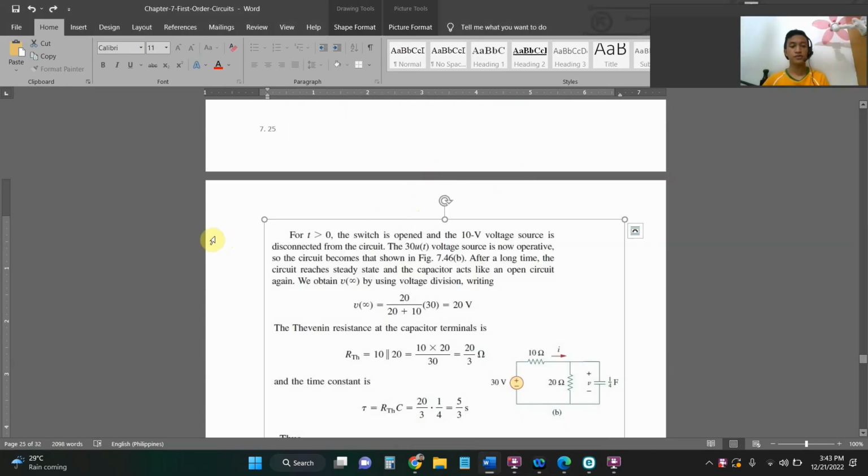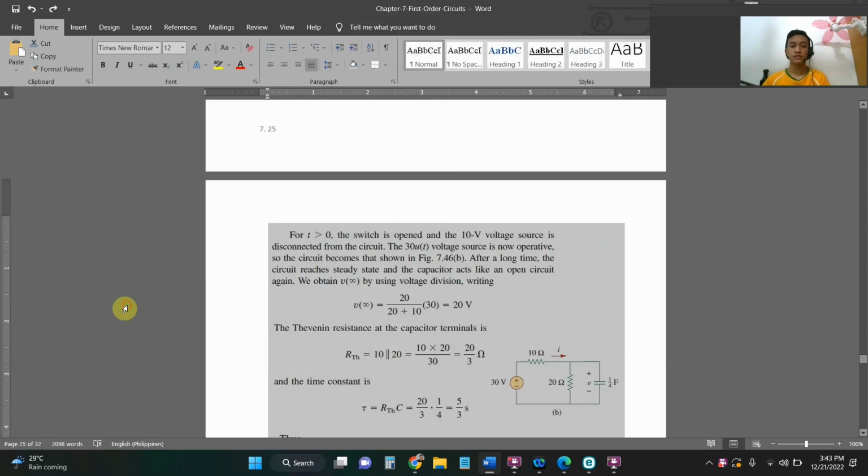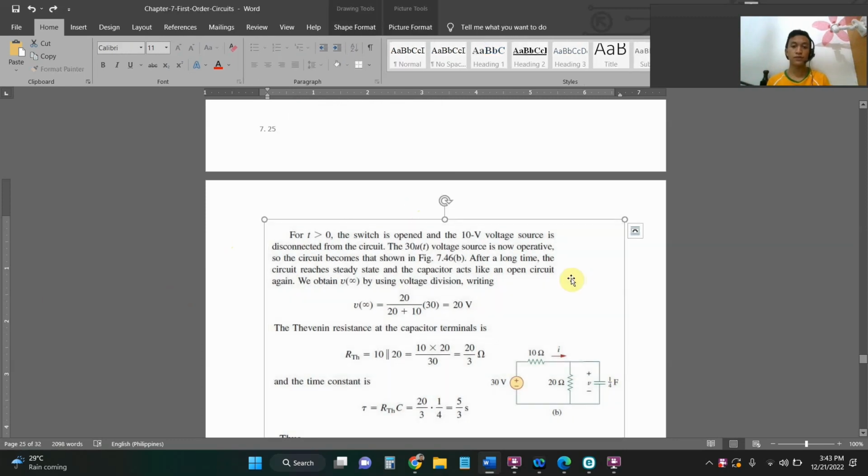So for t greater than 0, the switch is open, and the 10 volts is now disconnected from the circuit. So the 30 volt voltage source is now operative. The circuit becomes that shown in figure 7.46, and after a long time the circuit reaches steady state and the capacitor acts like an open circuit again. So you obtain v of infinity by using voltage division.